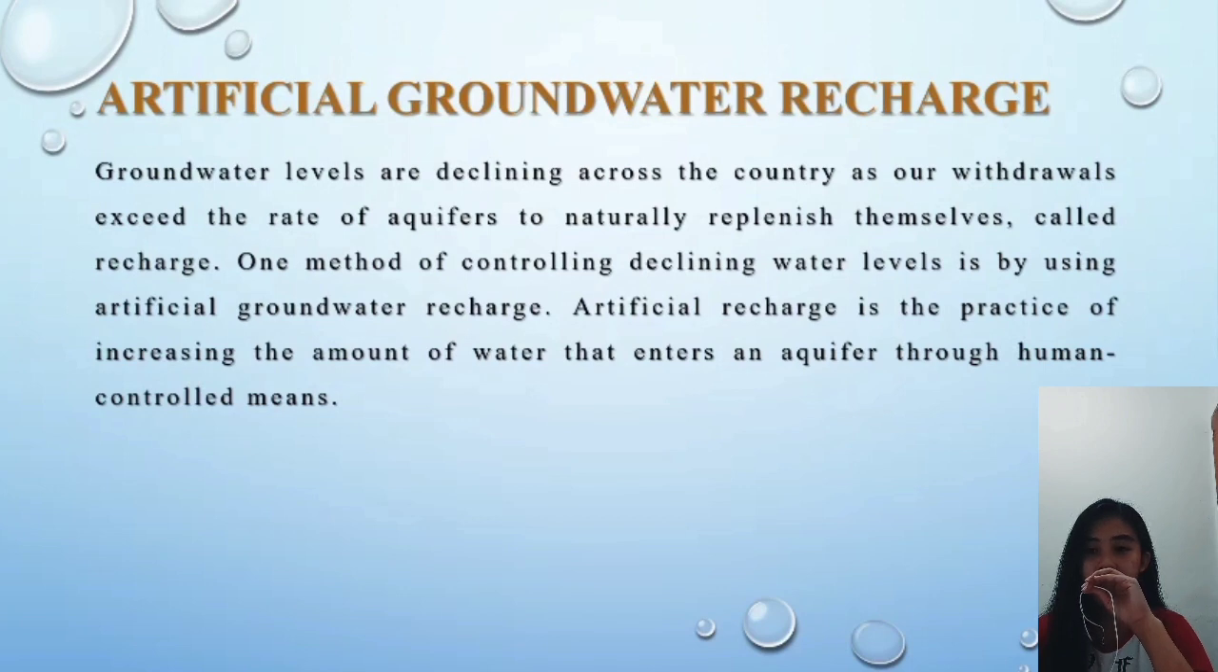Artificial groundwater recharge. Groundwater levels are declining across the country as our withdrawals exceed the rate at which aquifers naturally replenish themselves, called recharge. One method of controlling declining water levels is by using artificial groundwater recharge. Artificial recharge is the practice of increasing the amount of water that enters an aquifer through human-controlled means.